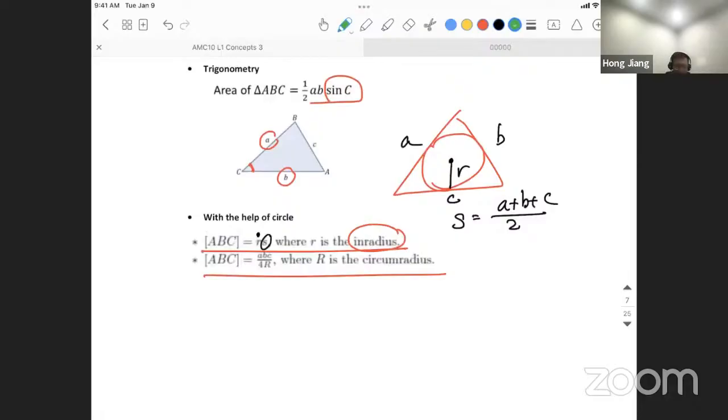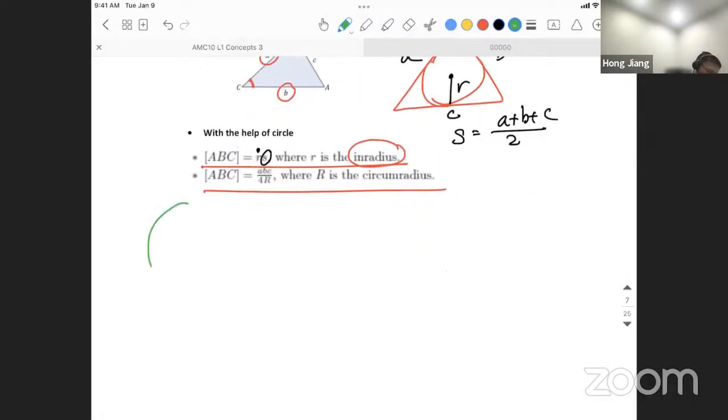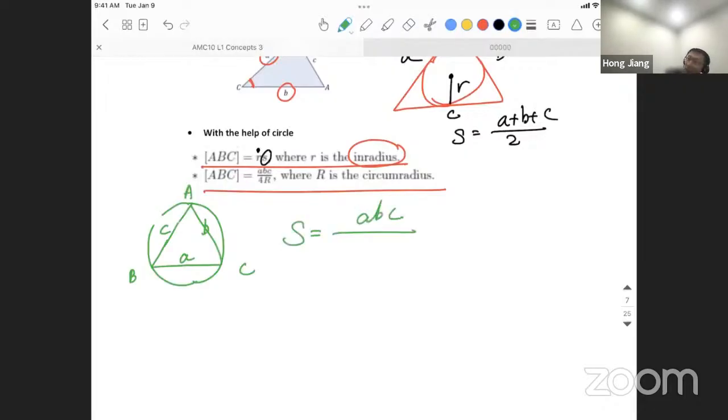Whenever I give you an incircle, we can also do the same thing as long as I give you a circumcircle. If this is triangle ABC, I have sides A, B, C. Then how to determine the area of this triangle? The triangle's area is going to be ABC, multiply them together, over 4 times R. What does this R mean? R is the radius of the circumcircle.